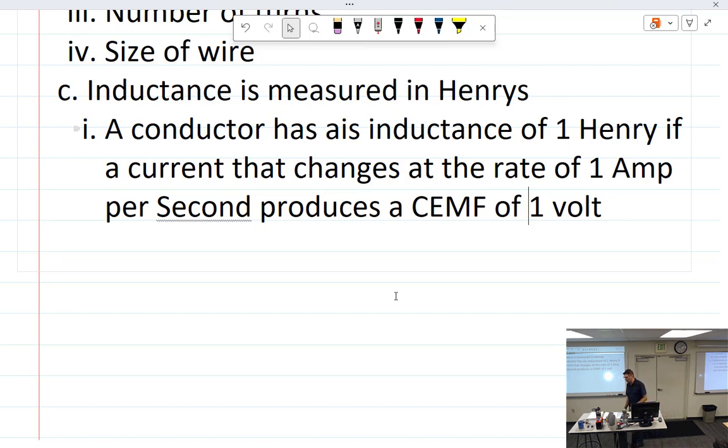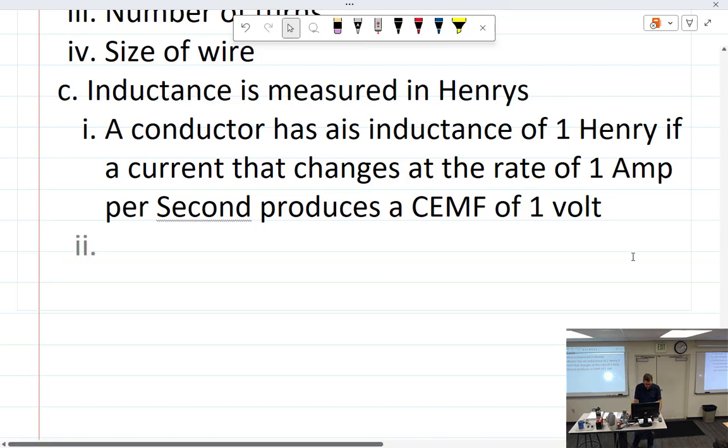There is a formula. If you really want to know it, I'll give it to you: EMF equals negative L times delta I divided by delta T. We can go on and figure all that out, but now we don't need to, and hooray, we can just move on. So Henries, there you go. Now you know what it is, but you don't have to really worry about it, because Henries are given to us.